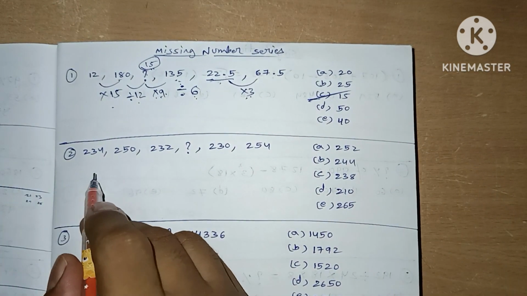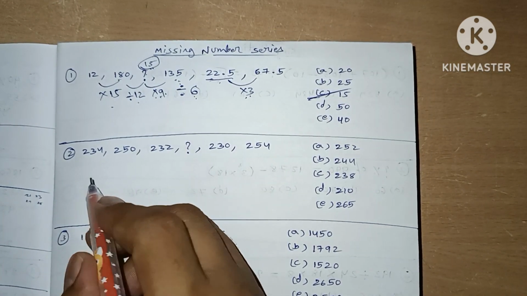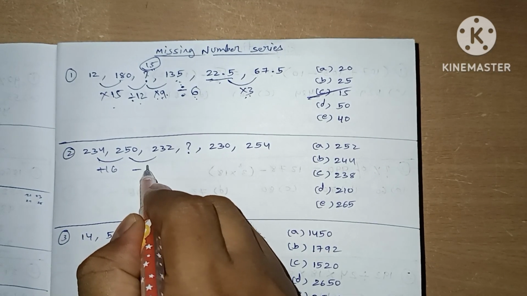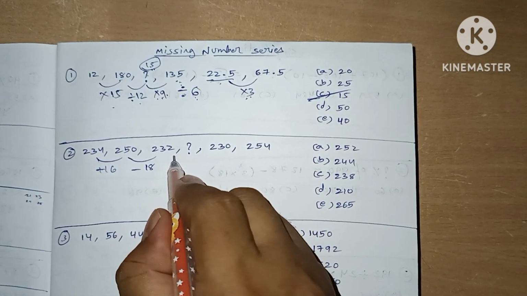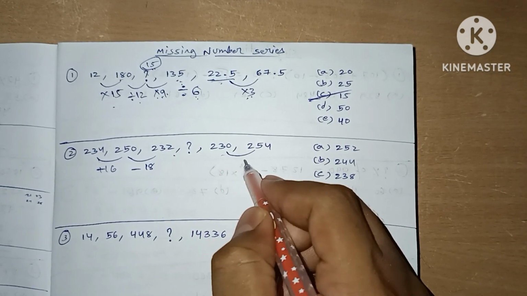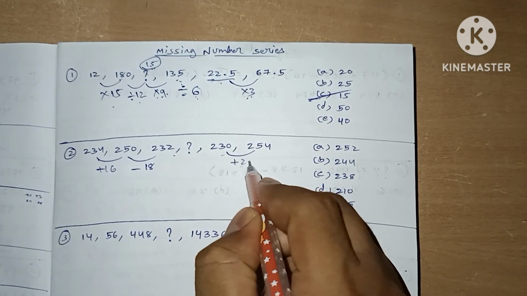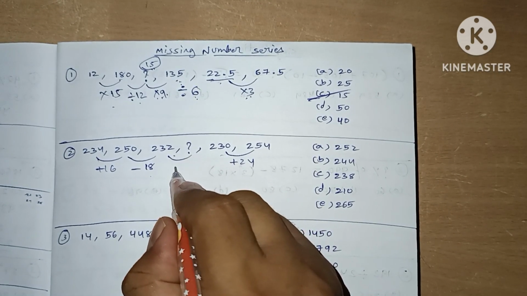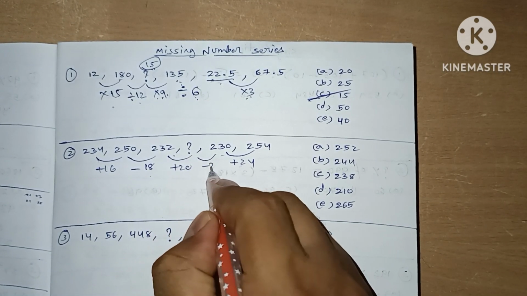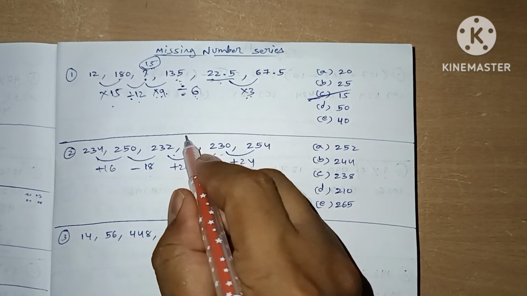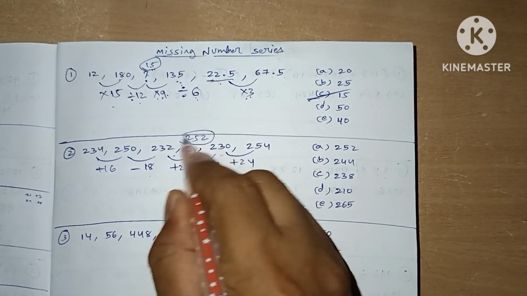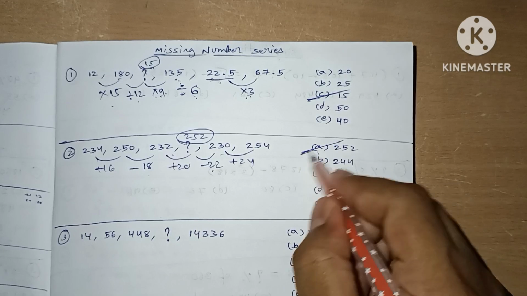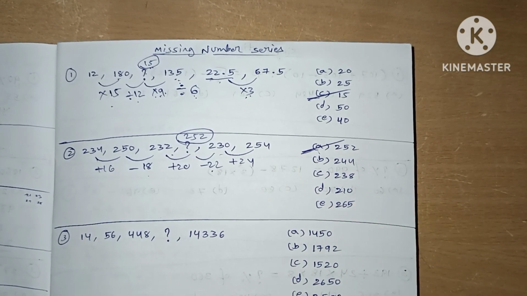Next, second question. Here in this question, we see the difference of plus 16, plus 16. Here minus 18. Here we see a difference of plus 24. So even number differences. Here are plus 20, minus 22. Plus 20 means 252. 252 minus 22, we get 230. So the answer is 252, option A. Next, third question.